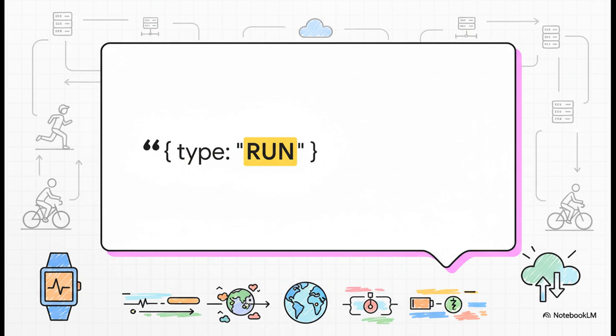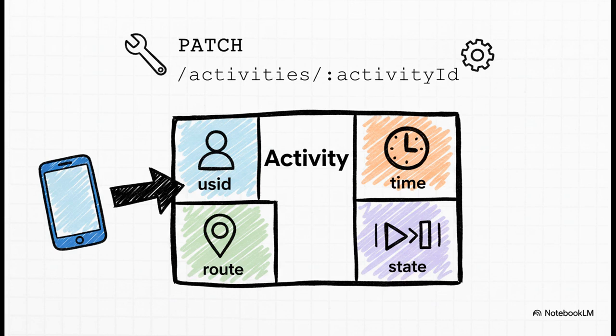Of course, once you start a run, you might pause it for a traffic light or, eventually, finish it. So we need a way to update the activity's status. For that, we use something called a patch request. Now, this is important because it lets us change just one little piece of information, like changing the state from in progress to paused, without having to send all the activity data back and forth. It's a small detail, but a really important one for efficiency.